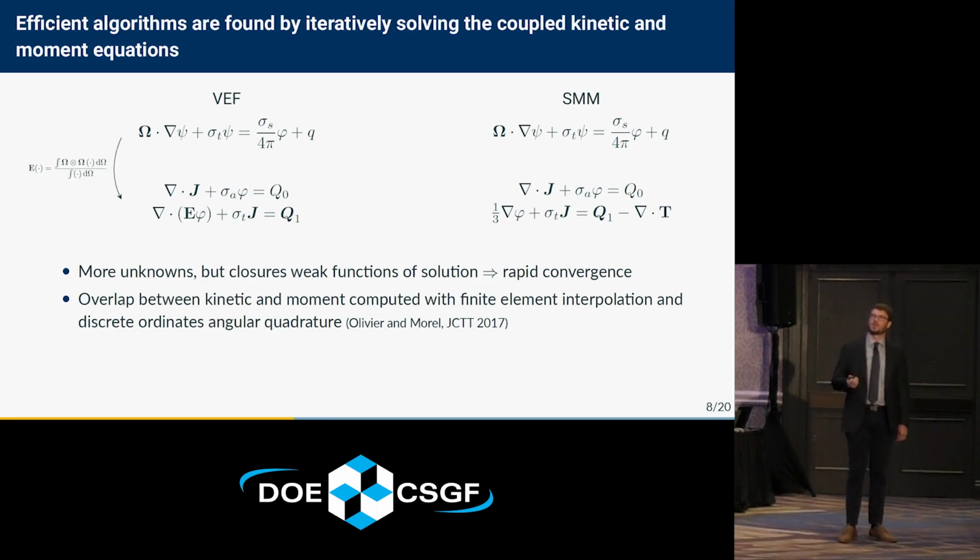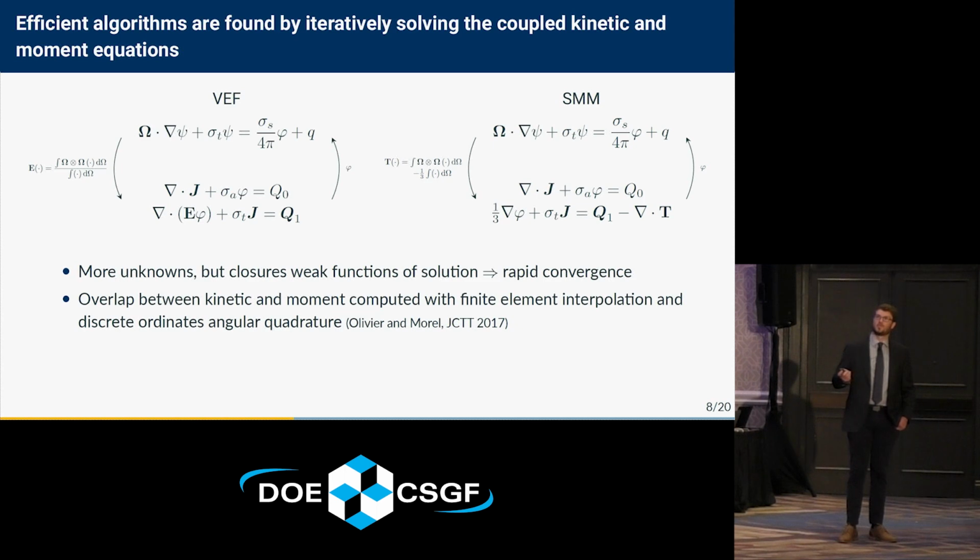And such an iterative scheme is to lag the scattering source, solve for the psi variable, the kinetic solution, and compute the closures. We can then solve the moment equations and get a new scattering source, and then we'll repeat this process. And the same is true for the second moment method, except the closure is now different. It's the additive closure, and the same iteration though. And these arrows between the kinetic equation and the moment equations are computed with finite element interpolation and discrete ordinates angular quadrature.